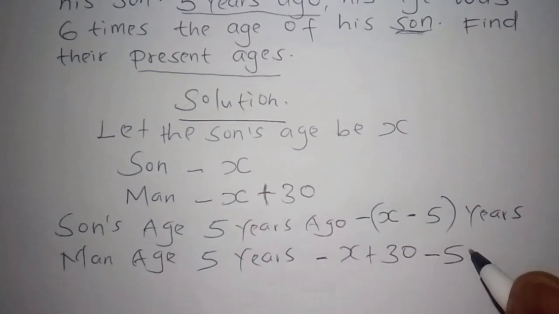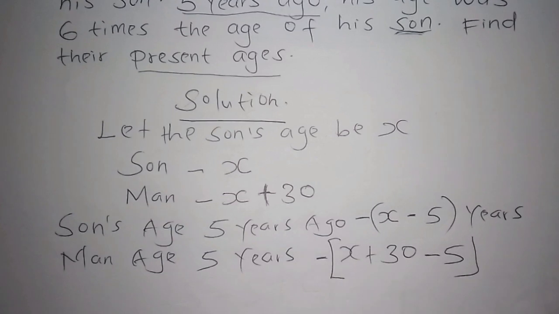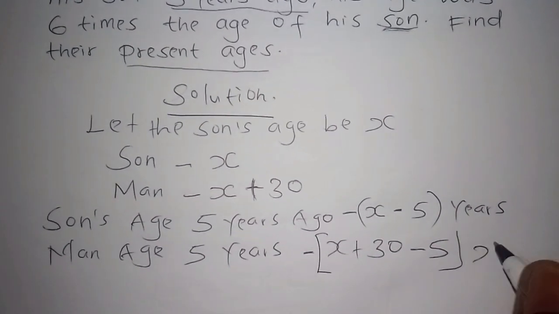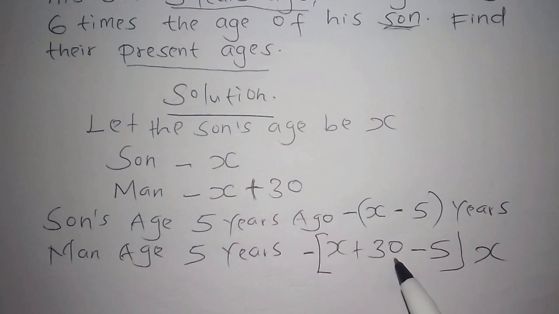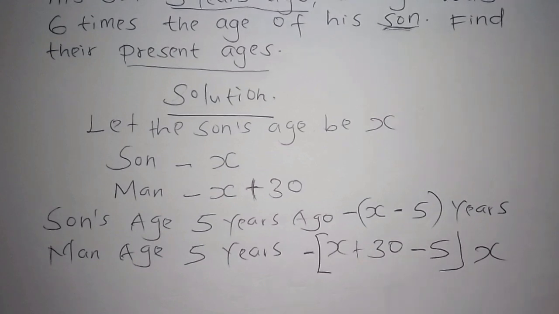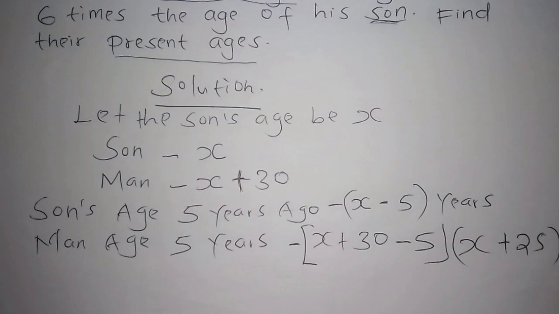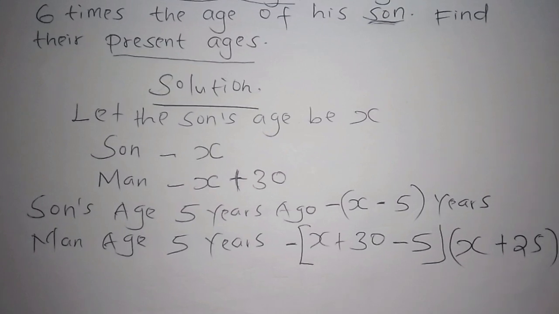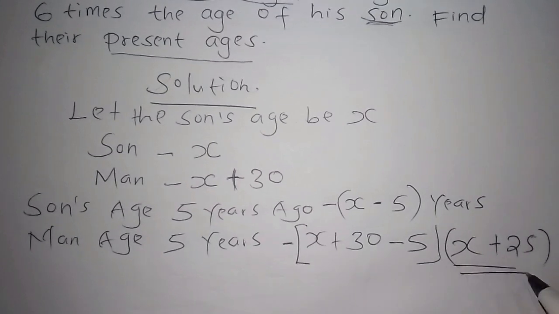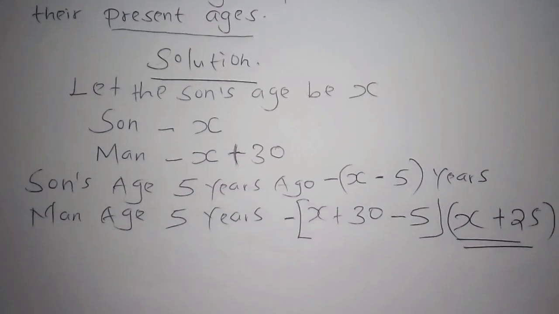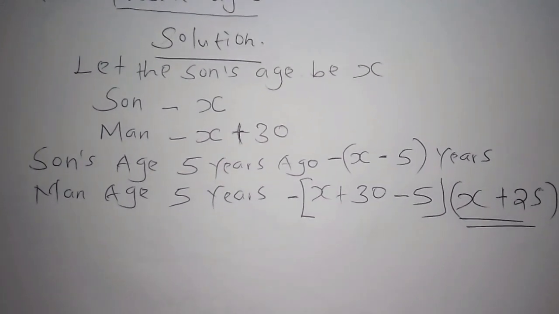So all these, when you work them out, we shall get x here, then 30 minus 5 is 25. So now we shall get x plus 25. So this one is the man's age 5 years ago, x plus 25. Okay, so let's now proceed with the question.